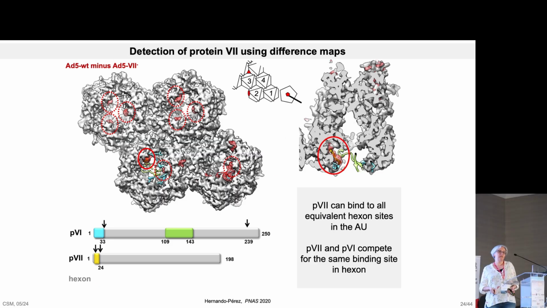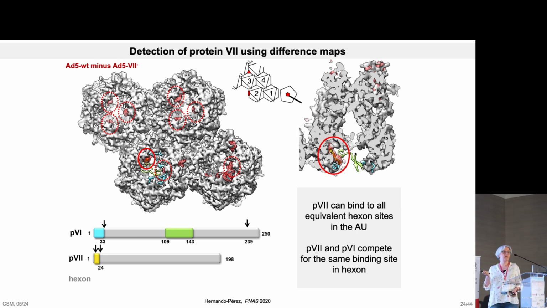So we looked at the structure of 7 minus particles in comparison with wild-type particles, and we calculated the difference map. Here in red, this is again 1 hexon, and here in red the difference. And the difference very nicely overlaps with the location of the peptide, protein 7. This is just 1 hexon. We have 4 hexons in the asymmetric unit.